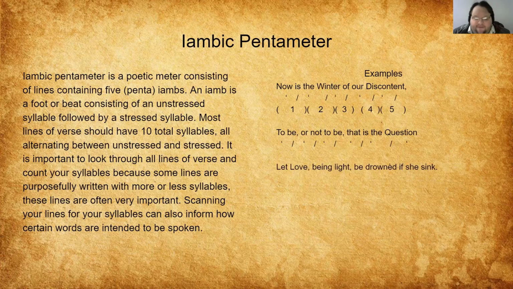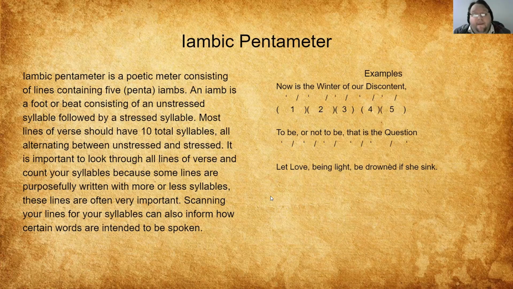This next one is from Comedy of Errors. This is a line I said last year in Joliet Drama Guild's production. "Let love being light be drowned if she sink." That feels weird, doesn't it? "Let love being light be drowned if she sink."